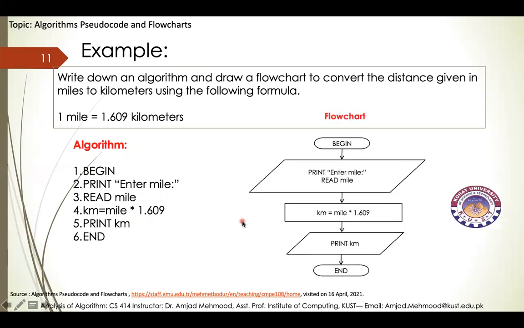And this is how you show this flow chart. So you have a begin, you have an input symbol where you are asking for the miles you want to convert into kilometers. So you can see there miles, and then you are multiplying the given miles with 1.609, and you will be converting mile into kilometer. And then this is the output symbol where you are showing kilometers, and this is how the program ends.